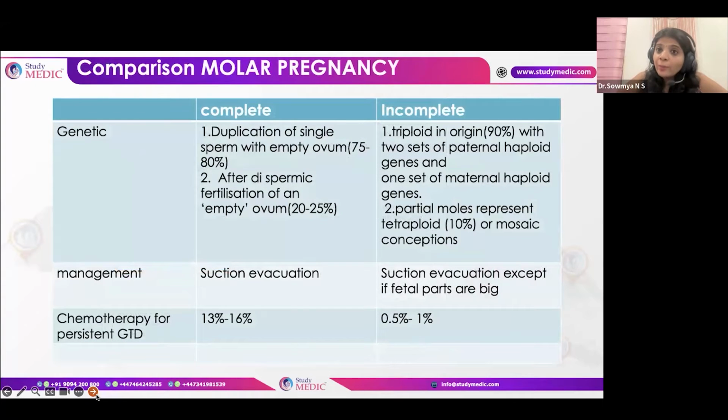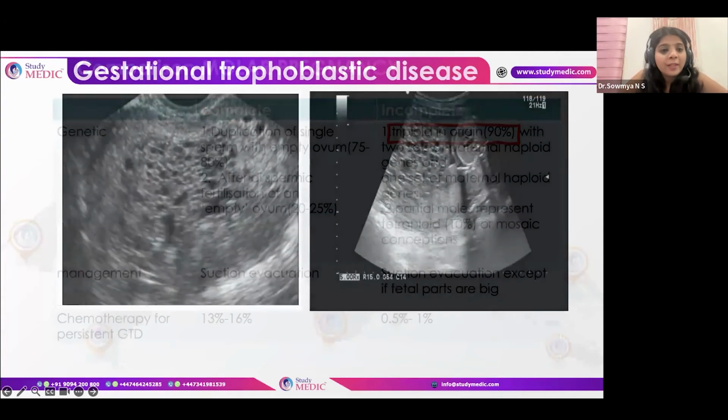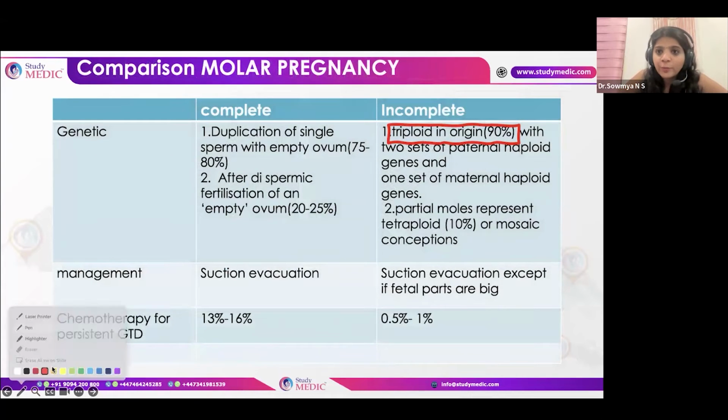A word about molar pregnancy. So just to tell you guys, complete molar pregnancy is diploid, incomplete is triploid, and incomplete or partial has got a baby because there is a contribution from the mother as well. And generally incomplete is two sets of paternal and one set of maternal would be there. Okay, so that's why it is triploid. And you can see the fetal parts here.